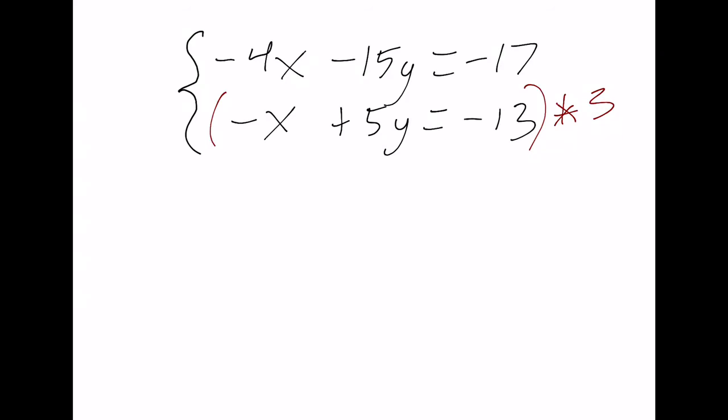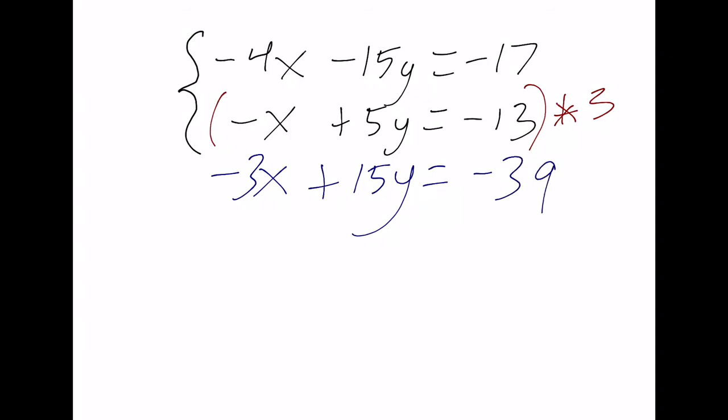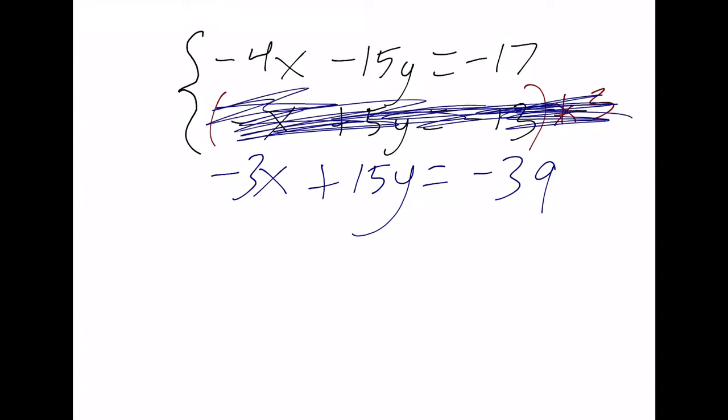-1x times 3 gives me a -3x. 5y times 3 gives me 15y. And -13 times 3 gives me -39. So I will go ahead and cross this equation out since I have now changed it. And I have a new system of equations. If I add these straight down, what do I get?